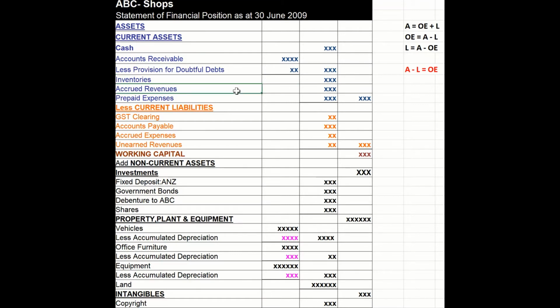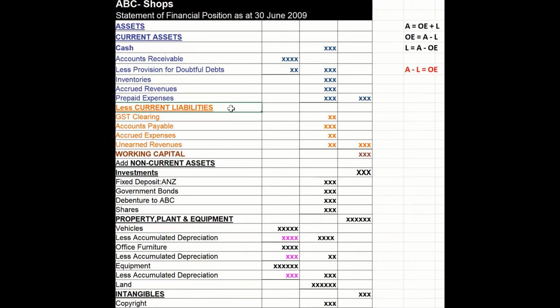And then you have accrued revenues, in other words, revenues owed to you on the last day of the financial year, or prepaid expenses. In other words, expenses you've paid in this year, but they're only applicable for the period starting 1 July 2009. So those are all my assets. I add them up, draw a line, and I put it in the third column.